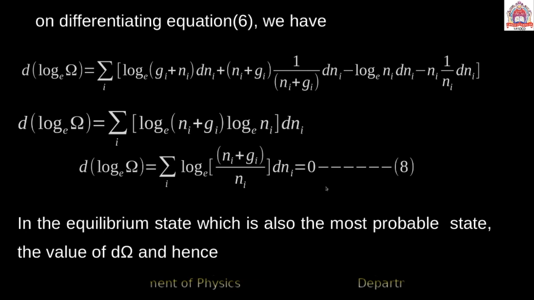In the equilibrium state, which is also the most probable state, the value of probability does not change, that is, the change in probability is zero, and hence this term becomes 0.